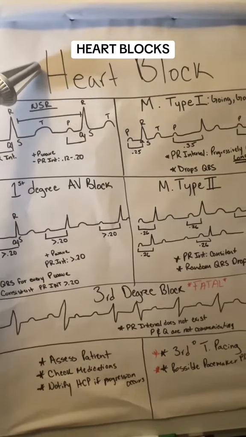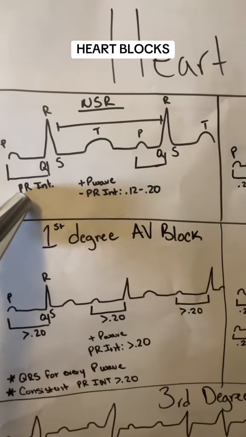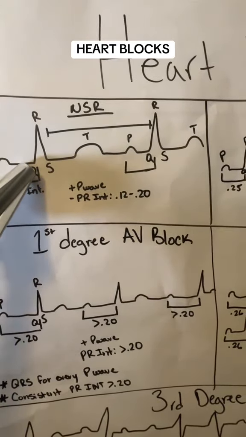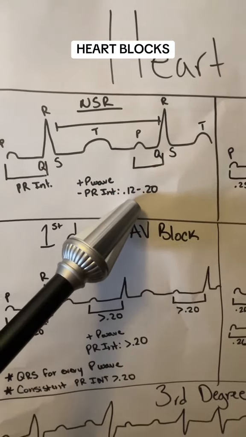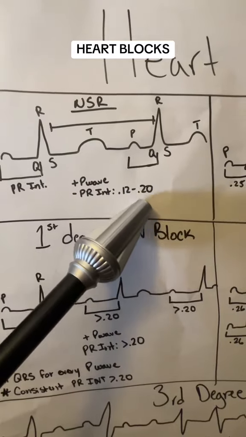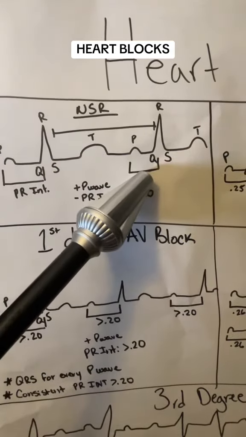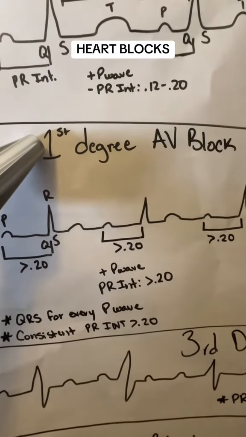Let's talk about heart block. With heart blocks, you want to pay attention to your PR interval, and we also want to pay attention to the relationship that our P wave has with our QRS. So our PR interval will be normally 0.12 to 0.20, and it should remain consistent along a normal sinus rhythm without a block.